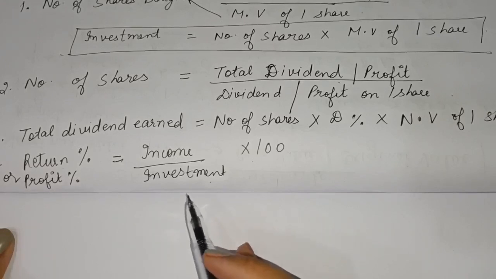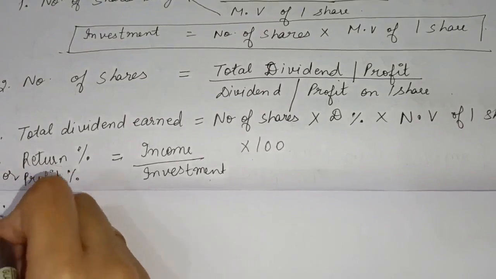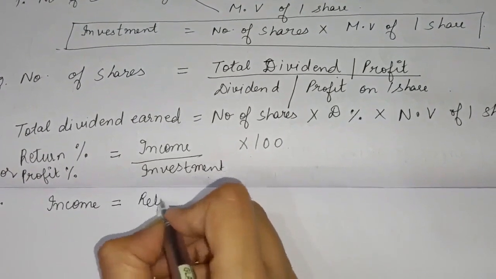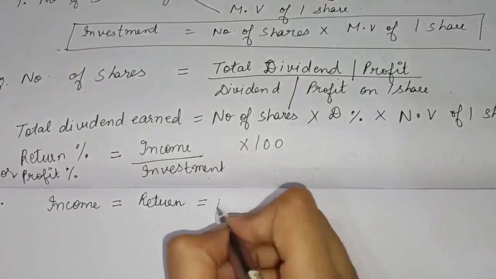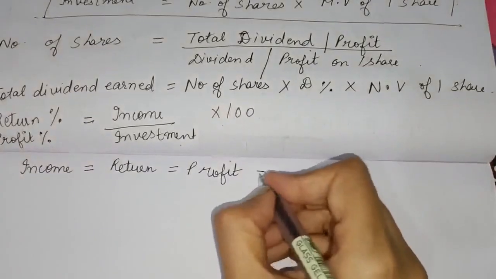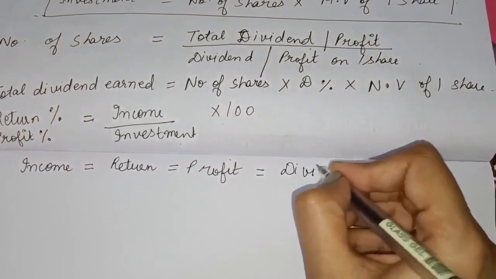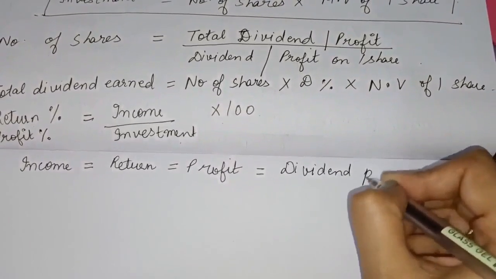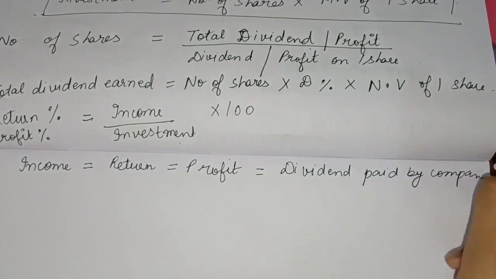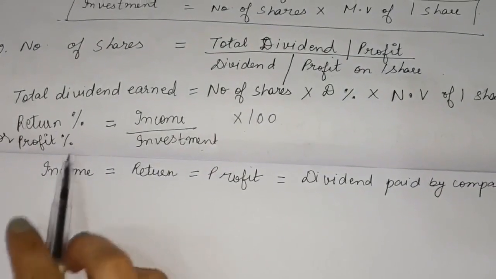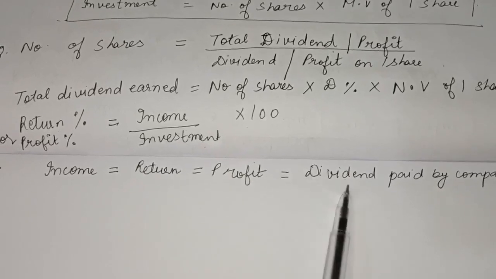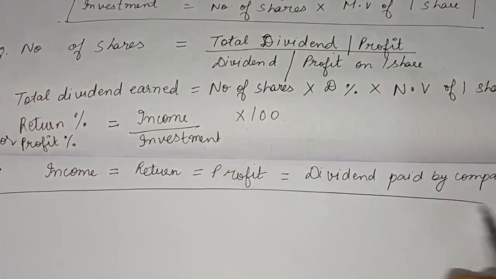And another thing you always have to remember here: income is equal to return, and this is also equal to profit, and also equal to dividend paid by the company. As I have already told you, income means return, and the other word for return is profit also, and dividend also. So these terminologies you always have to remember.